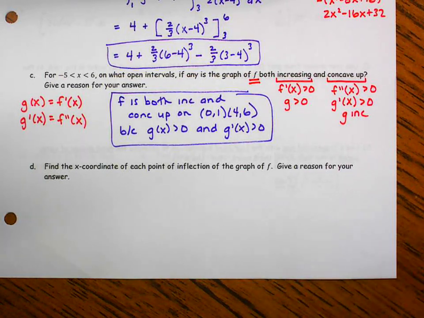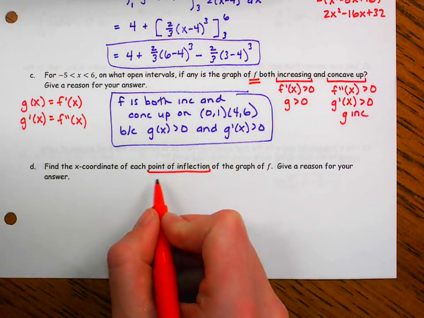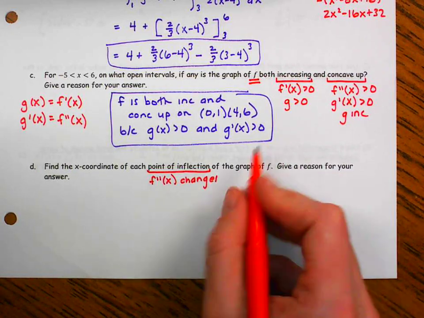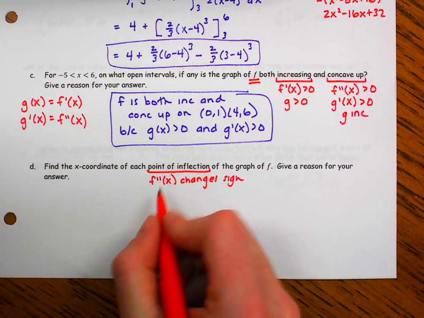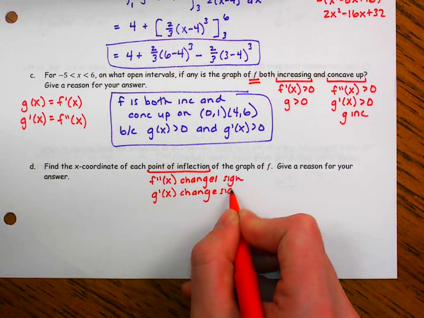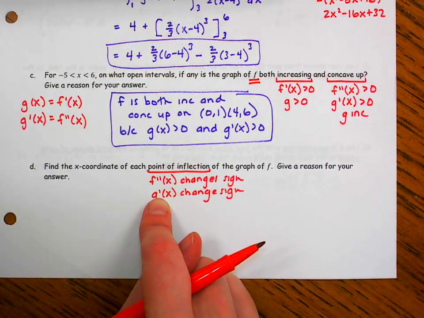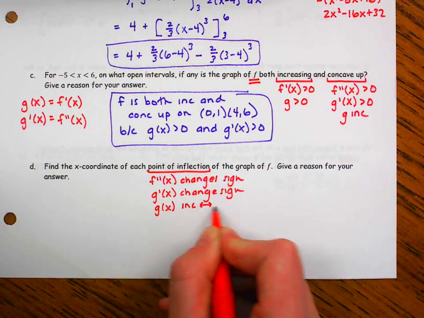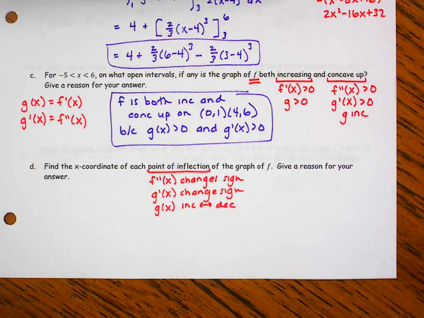Part D says find the x-coordinate of each point of inflection on the graph of f. Well, points of inflection happen when the second derivative changes sign. So either it changes from negative to positive or positive to negative. Well, remember, the second derivative for f is the first derivative for g. So really I'm looking for where the first derivative of g changes sign. Well, if I'm thinking about g prime, I'm thinking about its slope. So when are the slopes changing from positive to negative or negative to positive? Or in other words, where is g changing from increasing to decreasing or decreasing to increasing. Now, I wouldn't use that notation when I'm writing my justification, but I'm just going to use that for right now. So let's take a look.